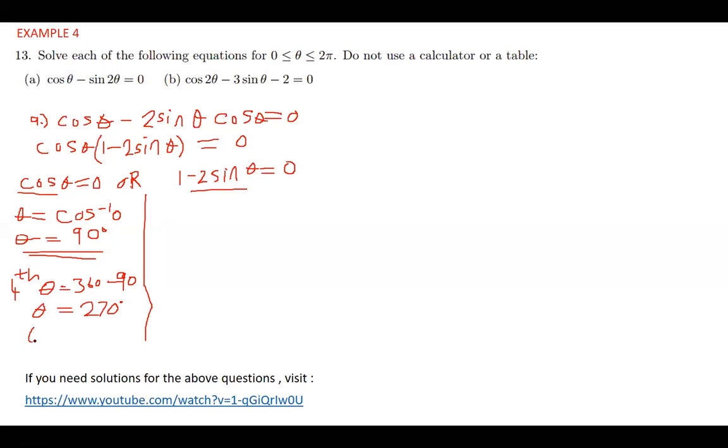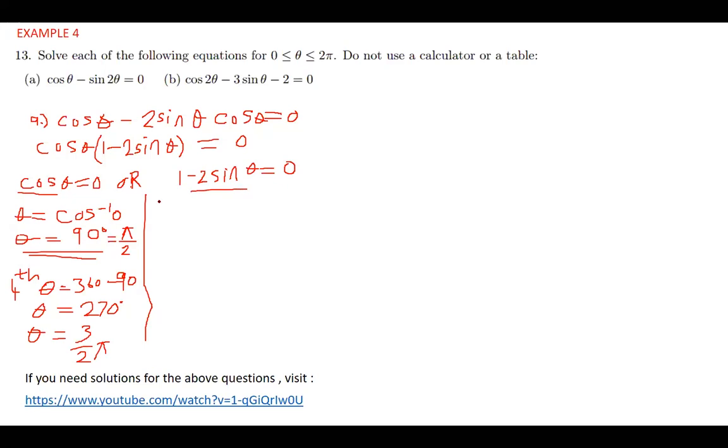So theta in radian measure, you divide this by 180 and then multiply it by pi, you get 3 over 2 pi. So this is in radians. This 90 in radians is nothing but pi over 2. 90 divided by 180, you get 1 over 2 multiplied by pi, you get pi over 2. So we found two angles. We move on to this one.